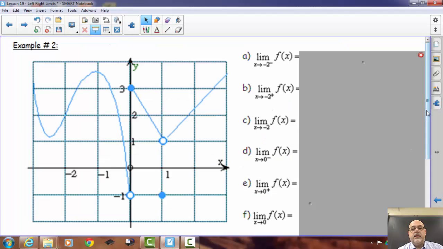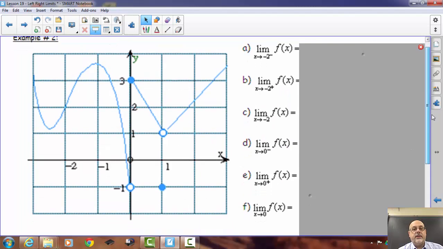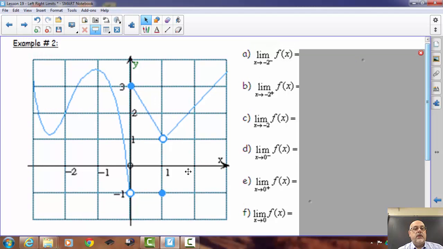Now this is a little bit of a crazy graph here, but there's a lot of things going on. You've got one function here that does this crazy stuff. Then you've got this absolute value function here. And then you have a closed circle at 1, -1 right down here. So let's take a look at this.